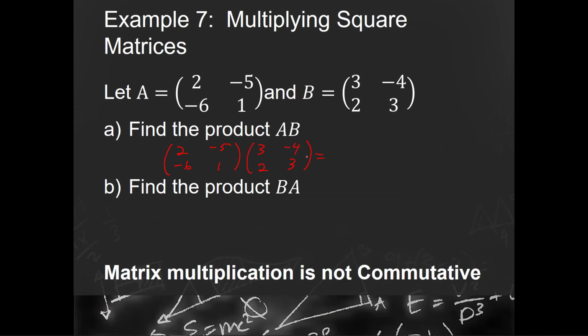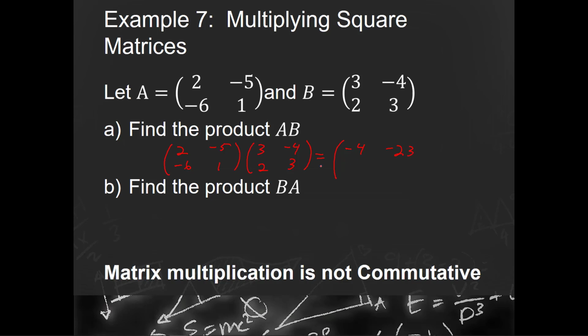Okay, so now for the first element, A11, we're going to multiply the first row of the first matrix by the first column of the second matrix. So that's going to be 2 times 3, which is 6, plus negative 5 times 2, which is negative 10. That's going to give us negative 4. Now for this one, we're going to multiply the first row of this matrix by the second column of this matrix. That's going to be 2 times negative 4, which is negative 8, plus negative 5 times 3, which is negative 15. So negative 8 minus 15 is negative 23.